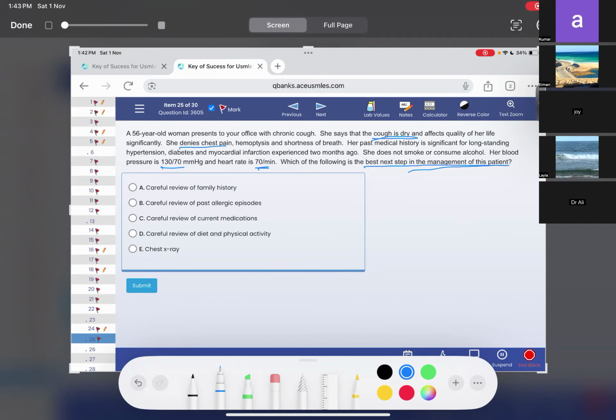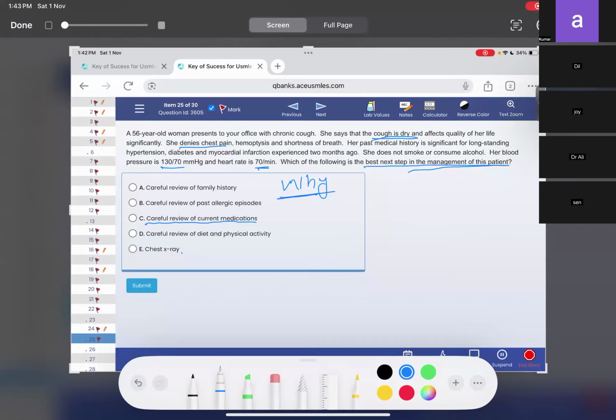Can anybody tell me which one of the following options is correct and why? E, due to inhibitor. Please do the chest X-ray first, right? Anyone with another option? Check the current medication, maybe. Why? Because we want to know what medication she is taking, the side effect of medication, like ACE inhibitors. Excellent, doctor.